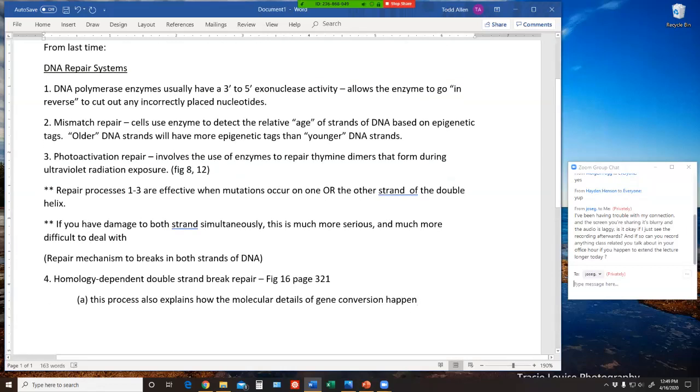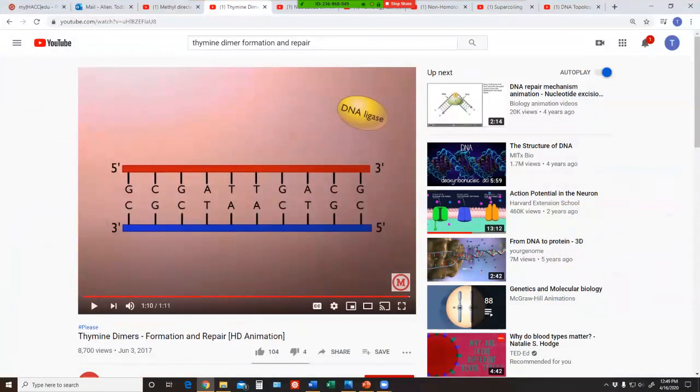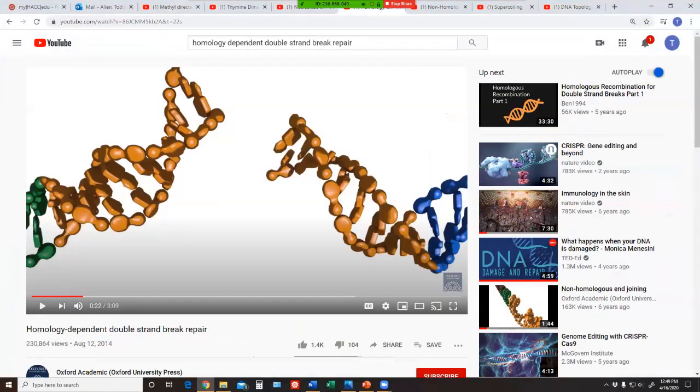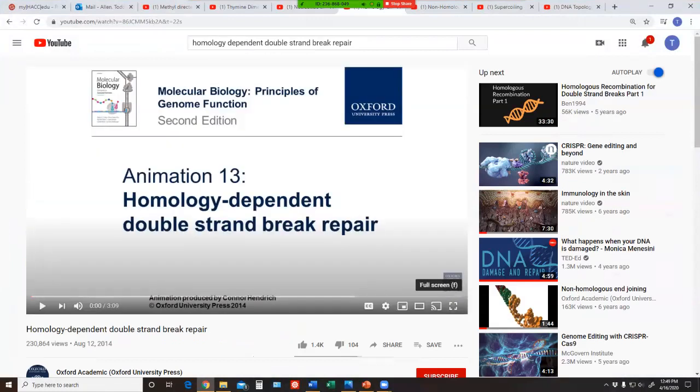It just emphasizes how different topics and different chapters really are interrelated, and it's kind of hard to talk about everything at one time. You just have to go through enough that you can begin to connect the dots. All right, folks, let me show you this video on homology-dependent double-strand break repair. Here, that's not it. Okay, here it is. I will send you the video link for this later this afternoon. Here we go.